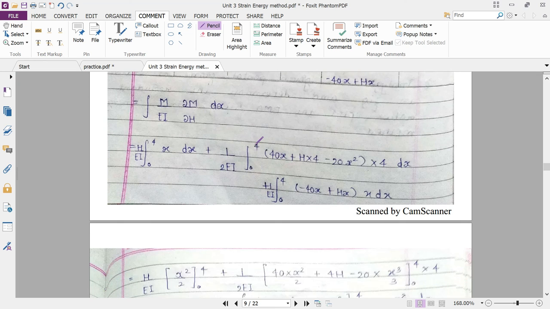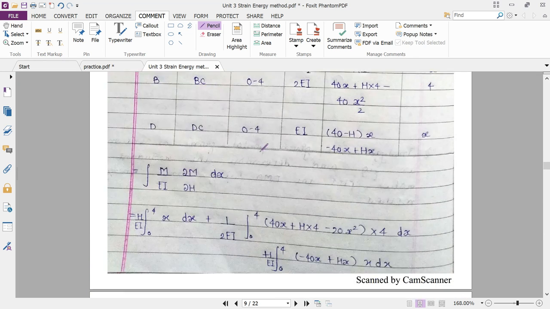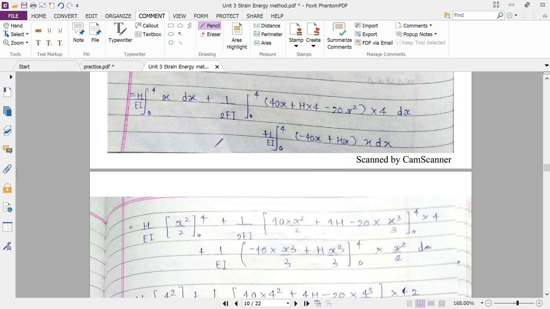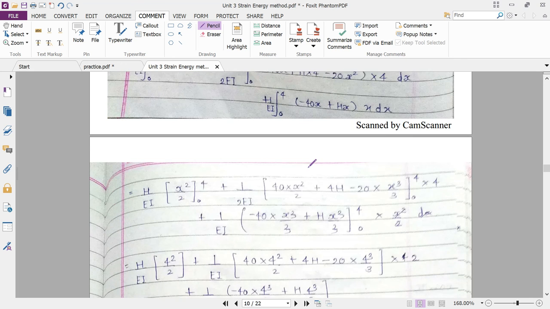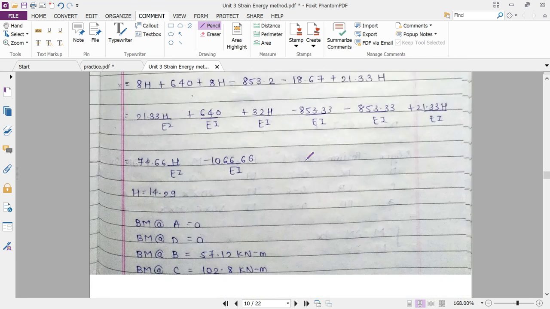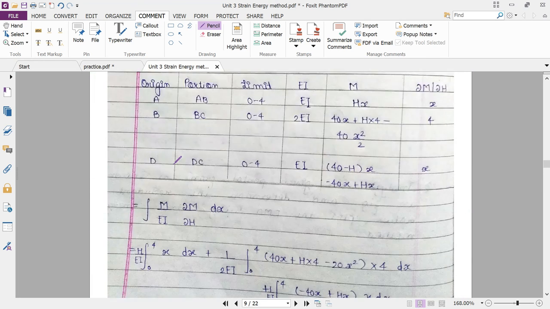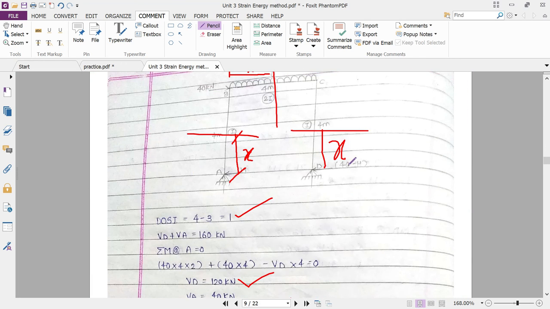Now we have to put the value of the partial derivative of moment with respect to H very carefully in the integration formula, and then solve this integration equation, either by using a calculator or manually. Finally you will get the answer as 14.29 here. Now let us put this value of 14.29 here. So 40 minus 14.29, and here 14.29. If we take the summation of these two, the final answer will be 40.